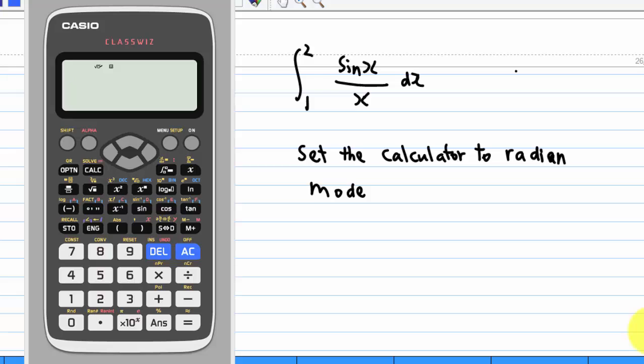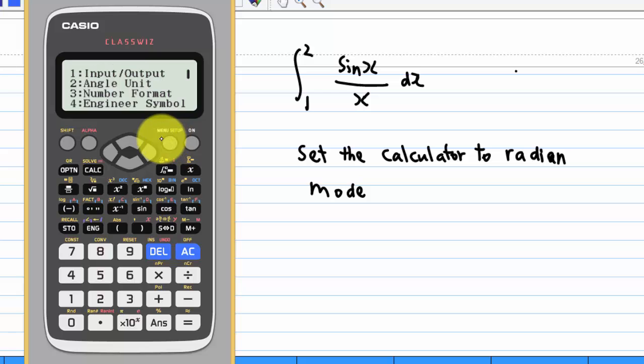Since we are dealing with trigonometric functions, we must set the calculator to radian mode. To do this, you can press Shift, Setup, and then select 2 for angle unit, then select 2 for radian. Make sure that you see the radian mode indicator on top.